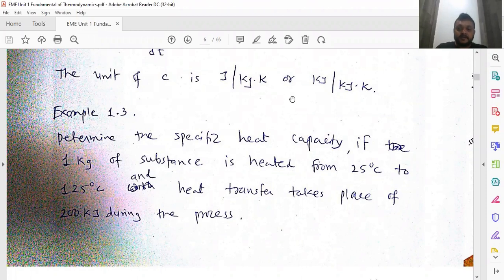Determine the specific heat capacity C if 1 kg of substance is heated from 35 degrees centigrade to 125 degrees centigrade, and heat transfer takes place as 200 kilojoules. So Q is given, delta T is equal to 125 minus 25, means 100 degrees centigrade, means 100 plus 273. Okay, convert it into Kelvin, and M is equal to 1 kg. So this is the way we can use this equation.